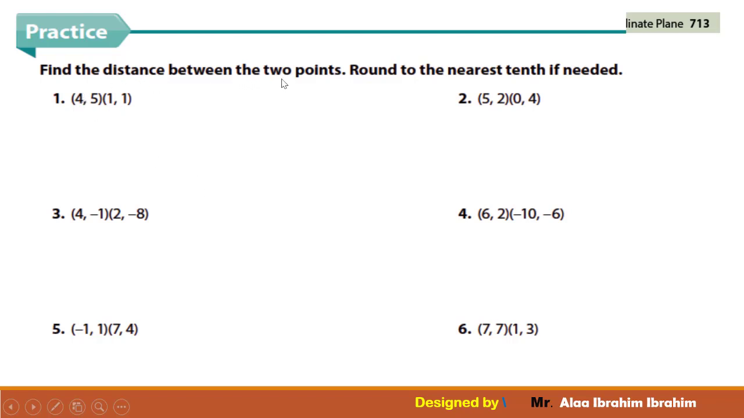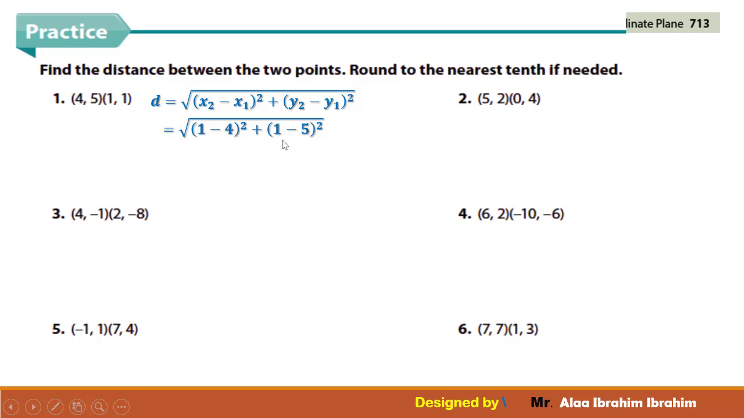Find the distance between the 2 points, rounded to the nearest hundredth. Okay, so 4 and 5, 1 and 1. So I have to recall my formulas. My formula here is the square root of x2 minus x1 power 2 plus y2 minus y1 power 2. Then I have to find the difference between them, subtract. So 1 minus 4 or 4 minus 1, it doesn't matter. So 4 minus 1 is 3 power 2. So I make it like this: 1 minus 4 and 1 minus 5.